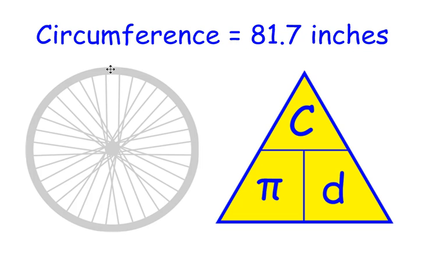Okay, so here we have a bicycle tire, and we're given the circumference, it's 81.7 inches. And we want to find the radius and the diameter of the bike.